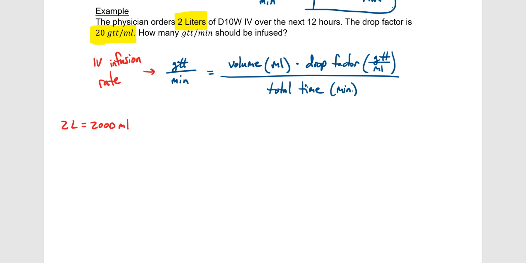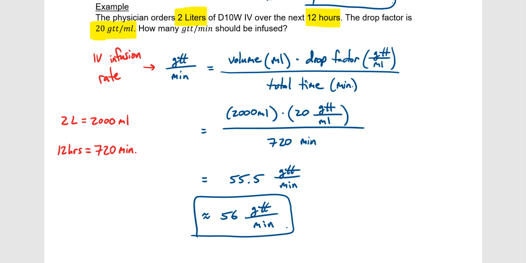Next, we have time, which is our last one, just 12 hours. And 12 hours in minutes, we have to multiply that by 60. We get 720 minutes. So let's plug everything into this equation. I'll just pause it and fill out the whole thing up to the answer. And we end up getting an IV infusion rate, or the IV flow rate, of 56 drops per minute.